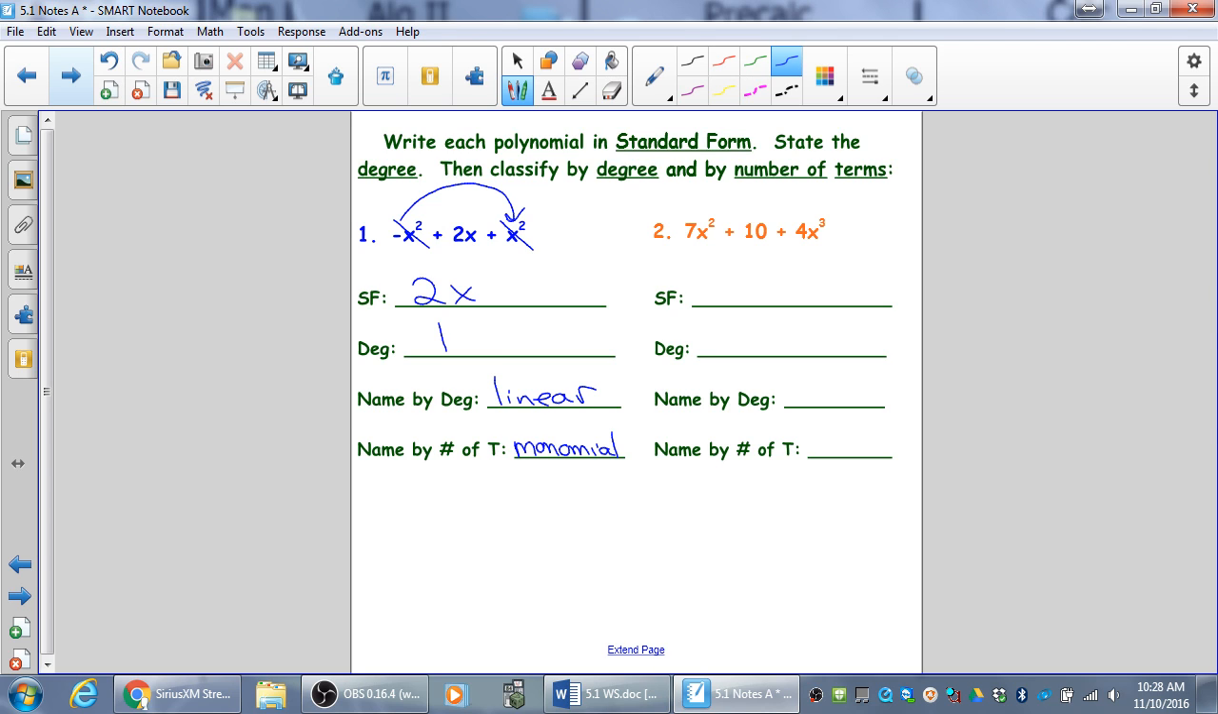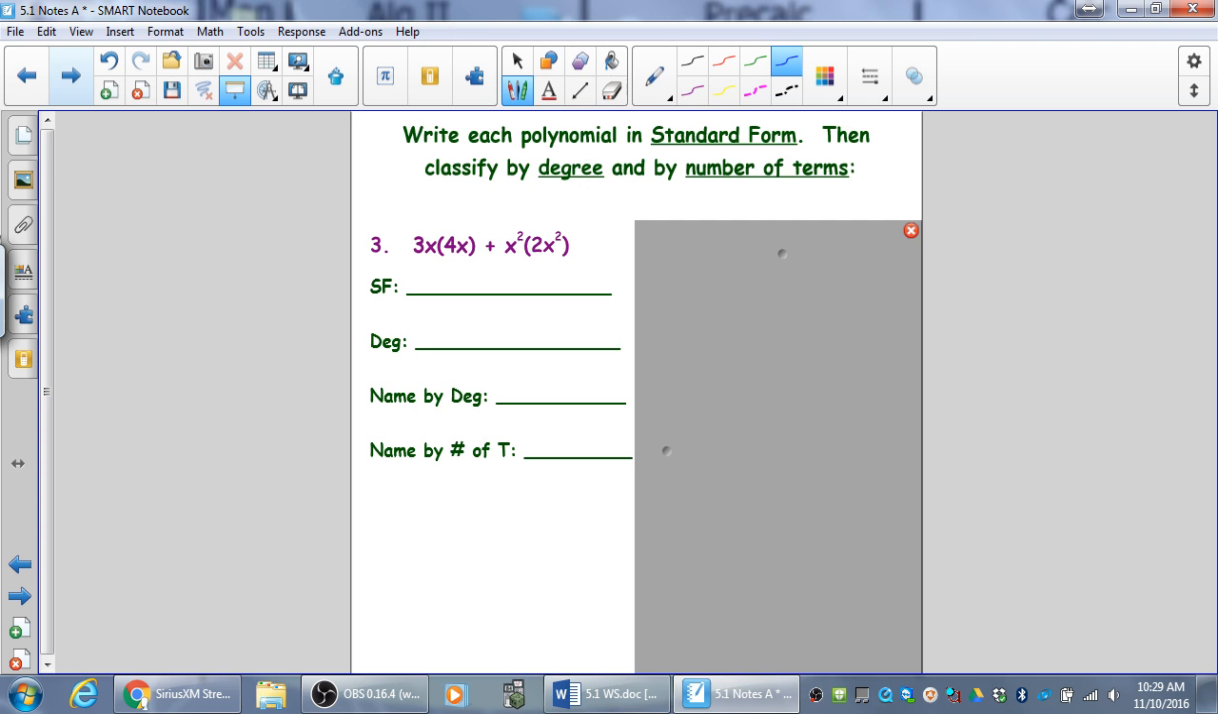Standard form, I need the highest power first. 4x to the 3rd plus 7x squared plus 10. The degree, 3. Name, cubic. Name by number of terms, trinomial. There are 3 terms on this one. Doesn't have to be 3 terms for a cubic, but in this one, they have 3 terms. You can have more or less.